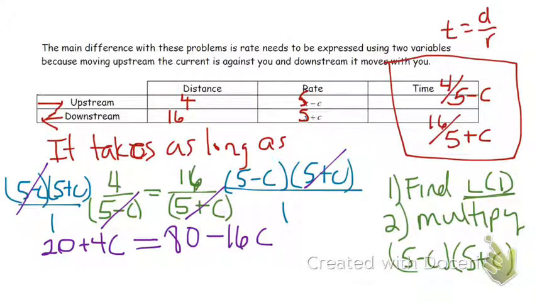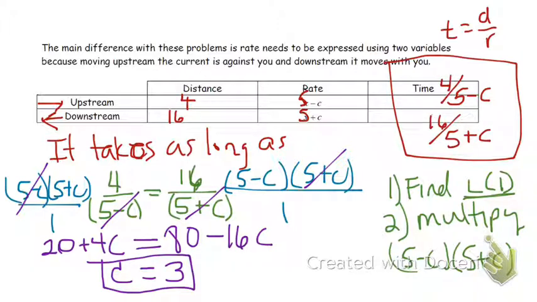Okay, now solve that. All right, so in this case, we got that c equaled what? 3. Okay, and c, remember, was our current. Your initial question was what? What was the rate or the speed of the current? And that would be what? 3. Okay, so let's come back up here now.